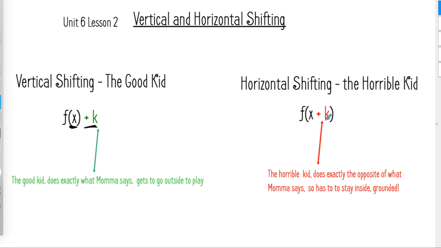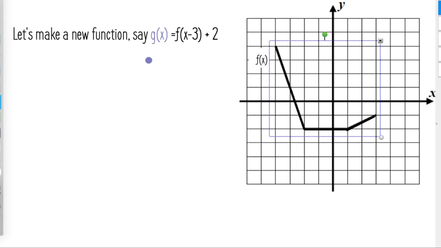The horizontal kid, the horrible child, gets grounded. So anytime we're shifting something horizontally, it's because the shift is occurring inside the parentheses. And the reason he's grounded is because he's done exactly the opposite of what mama says. So he has to stay inside, in the parentheses, and be grounded. So it's really simple to do.